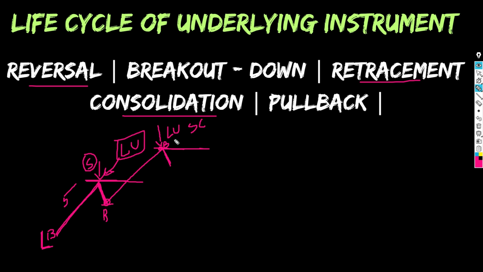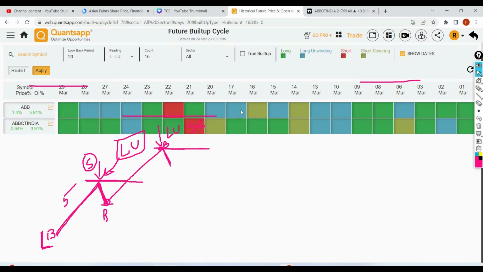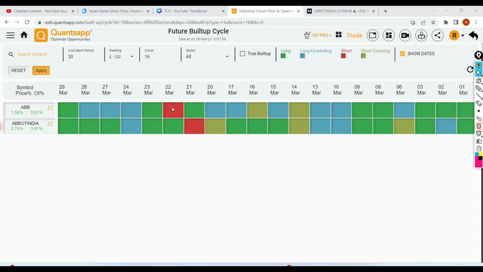This is how you have to do the stock selection based on your price action and based on the data-driven approach, using the tool called QuantSap, because QuantSap will help you. Don't you think this will help you? This is giving you almost everything. See, let's take an example of this trade. Let's take an example of a stock. Okay, let me tell you.